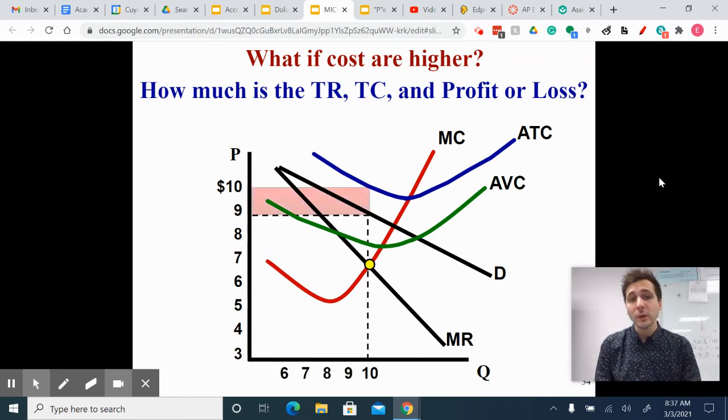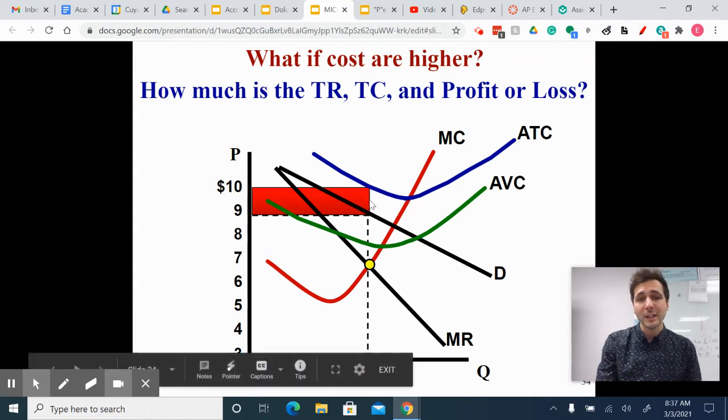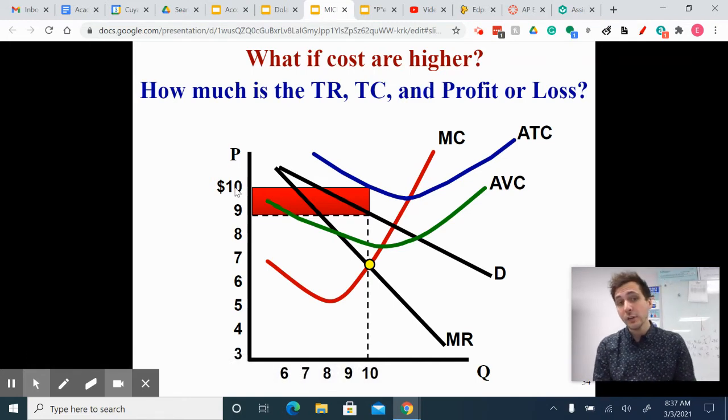My total costs, though, are going to be way up here. I'll take 10, I'll dash all the way up to ATC, I'll hit ATC, I'll dash over. It's going to be 10 times 10, or 100. My total revenue is 90. My total costs are 100. Then I'm going to have losses of $10.